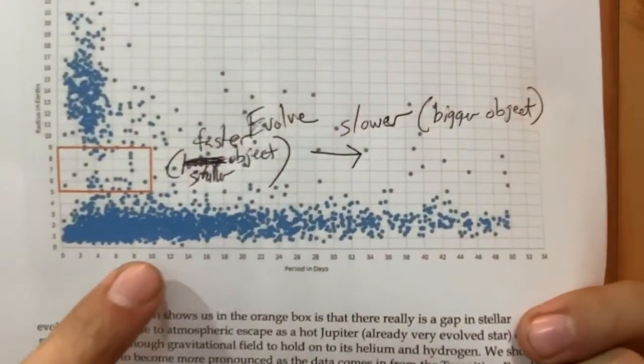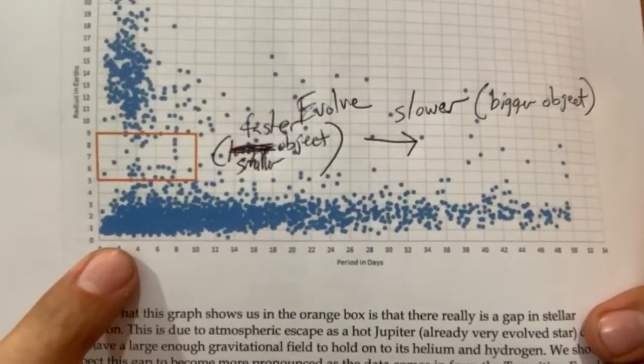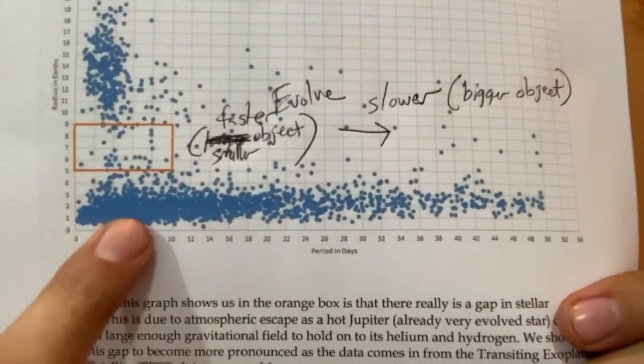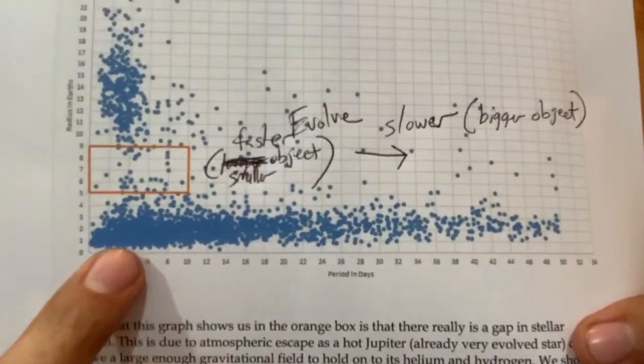So very close in, you have 2, 4, 6, 8. You'll see this if you pull up the paper. And this is how many objects are orbiting that close in.